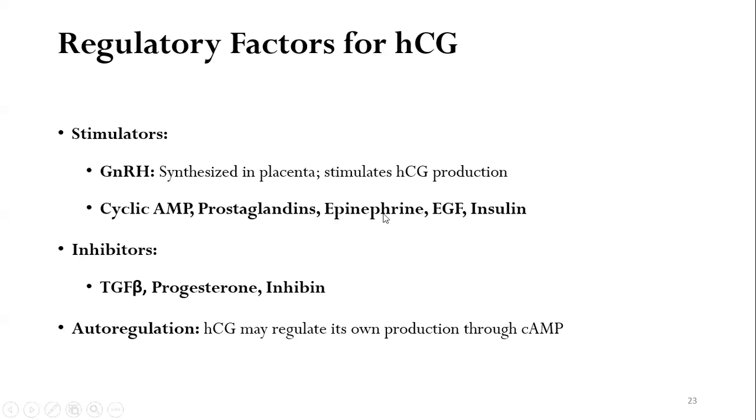The inhibitors of HCG production are transforming growth factor beta, progesterone, and inhibin. HCG can also regulate its own production. It has a property known as autoregulation. HCG regulates its own production through cyclic AMP.